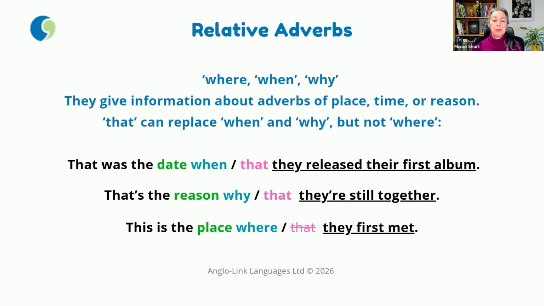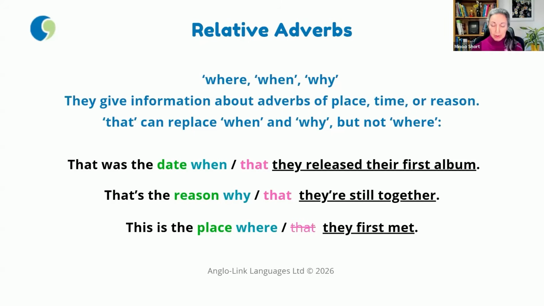Let's look at the examples. That was the date when, or the date that, they released their first album. That's the reason why, or that's the reason that, they're still together. This is the place where, but now we can't use that. This is the place where they first met.